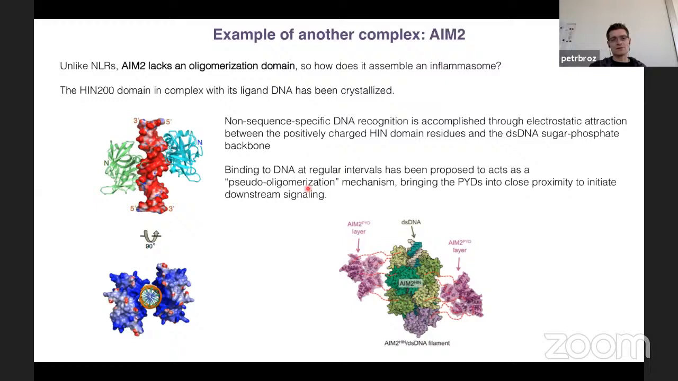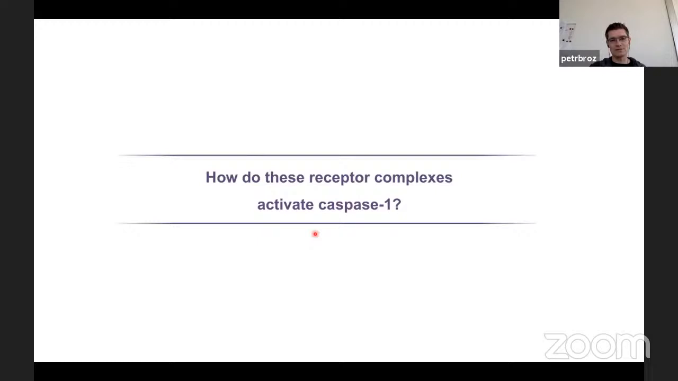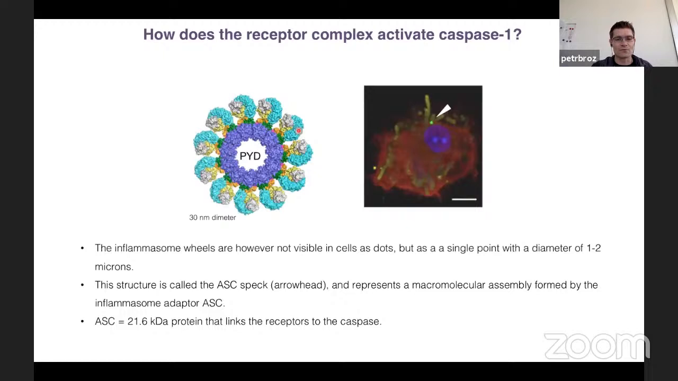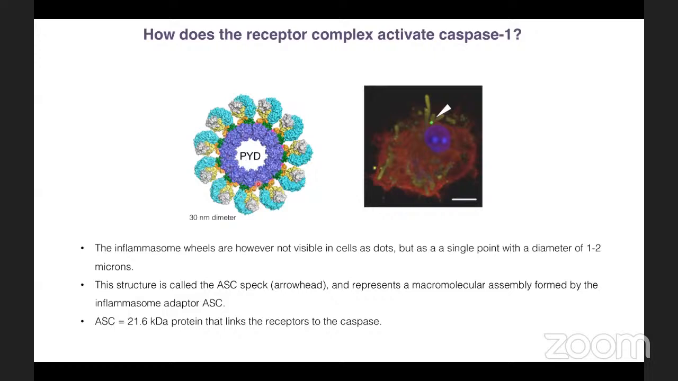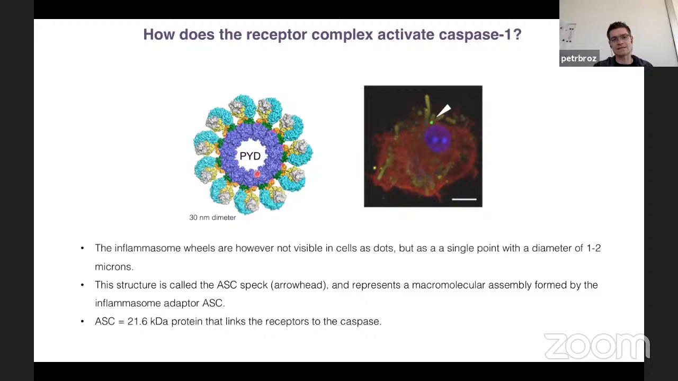This brings me to this question: once this receptor complex is formed, once these wheel-like complexes are formed, how do they activate caspase 1? What is clear is that when you have a receptor complex like this, this is the NLRP3 complex, one thing that is necessary is a local clustering of the protein-protein interaction domain. In this case, you have these pyrin domains that cluster here, and that also get unfolded and accessible when this complex is formed. However, when you look at an inflammasome in cells, we never see this type of complex.